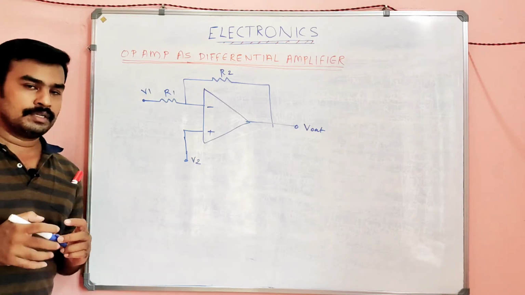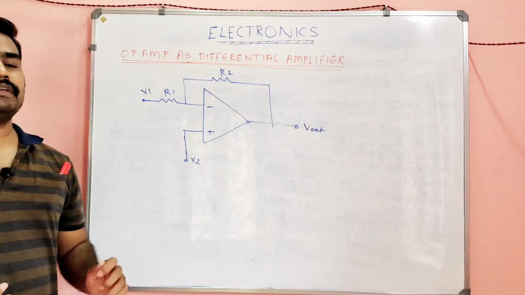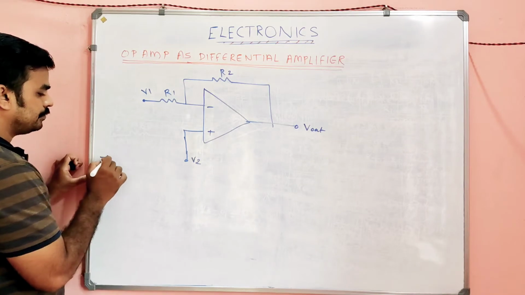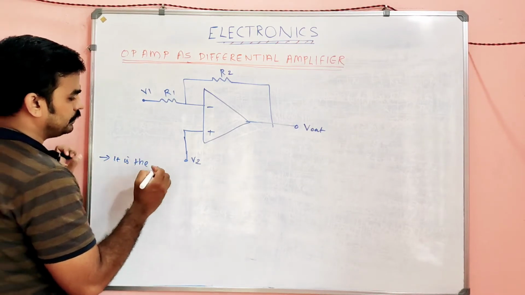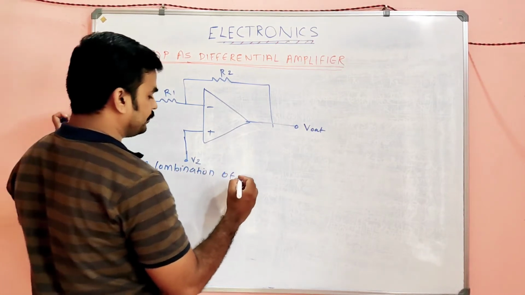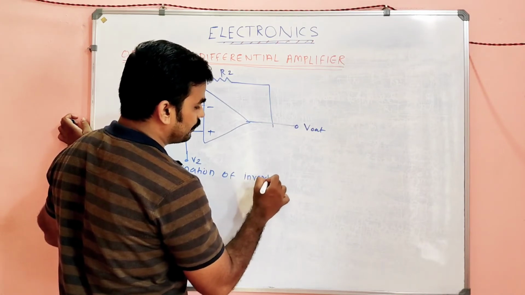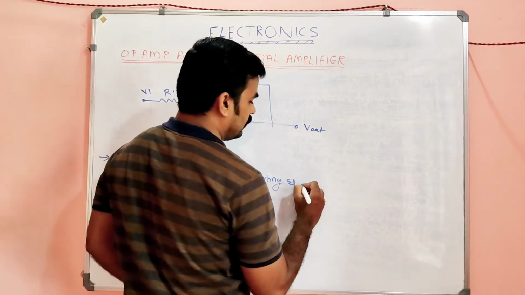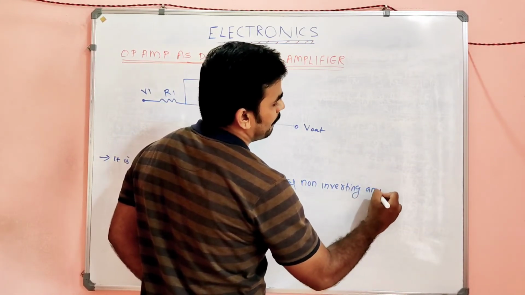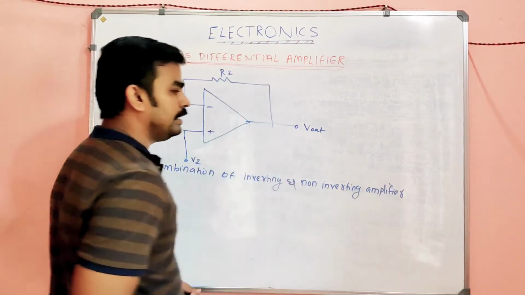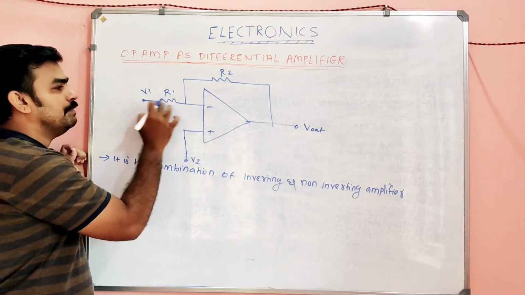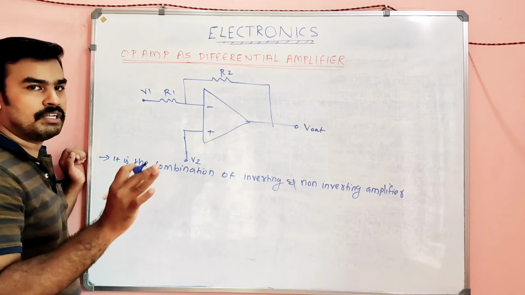Okay, listen. So op amp as a differential amplifier. How can we use it? The op amp as a differential amplifier means nothing but, my dear, it is a combination of inverting and non-inverting amplifier, which means here we are applying the input to both the input terminals, I mean inverting terminal as well as the non-inverting terminal.